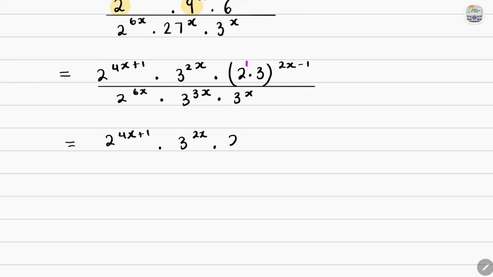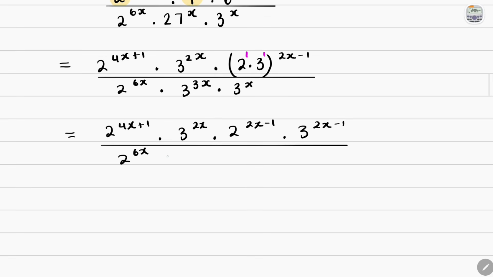So we have multiplied by 2 raised to the power of 2x minus 1. And then likewise with the 3, we have multiplied by 3 raised to the power of 2x minus 1, all over. Okay, so we have 2 to the power of 6x here. And then the 3 and the 3, the bases of 3 can multiply. So when they multiply, what happens with the exponents? They get added. So the bases are the same, so we add the exponents and we get 4x.